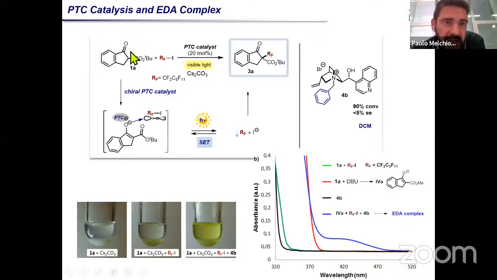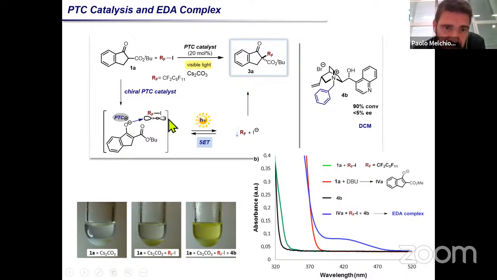For example, you can take this cyclic beta-keto ester. This proton in this position is rather acidic. You can use a base, cesium carbonate, to deprotonate, to form this enolate. If you do this in the presence of this phase transfer catalyst, this quaternary ammonium salt derived from a cinchona alkaloid, that of course is chiral, you can form a chiral enolate.